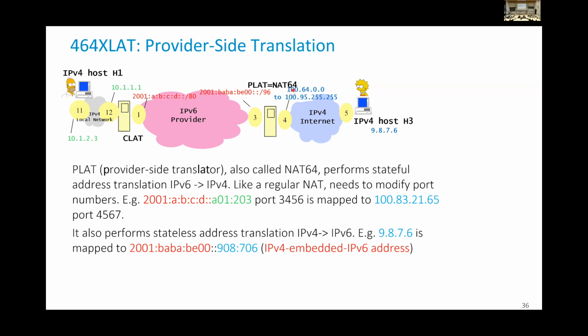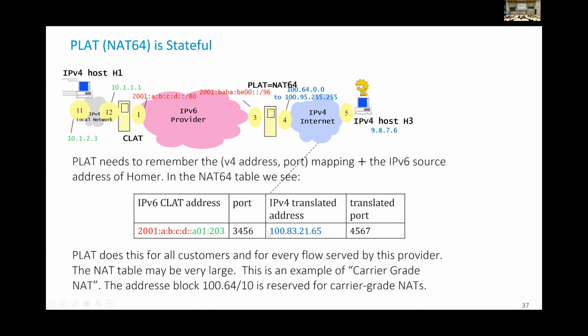The 100 block has been mentioned several times. This 100 block is used for carriers to do carrier-grade NATs. So we'll map this address to, for example, that one. And since there are not so many blue addresses, it will also take the port number to expand the number of blue addresses artificially here. The other address is easy. When we had to translate the IPv6 destination address to that, well, that is easy because the 9.8.7.6 was already contained in this. So that's a stateless address translation here.